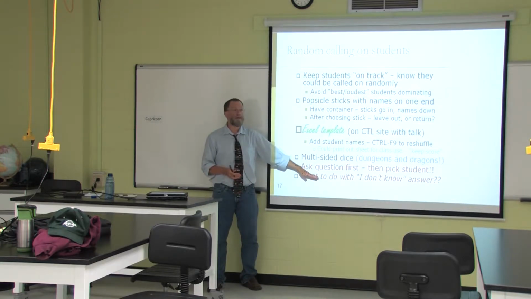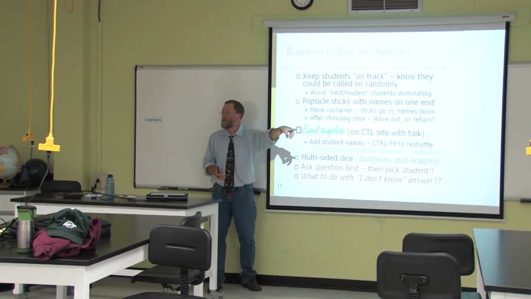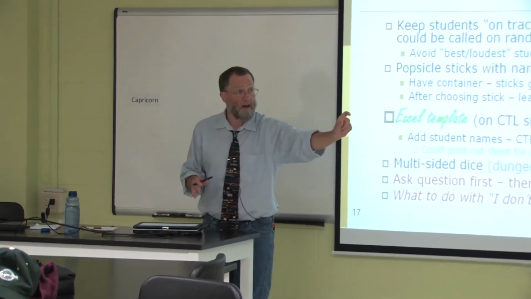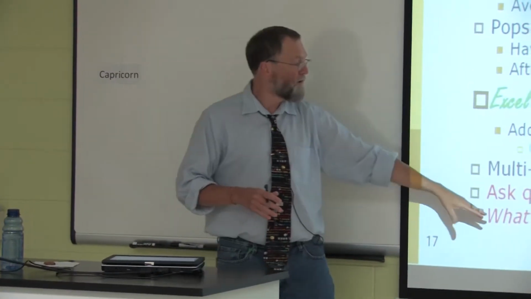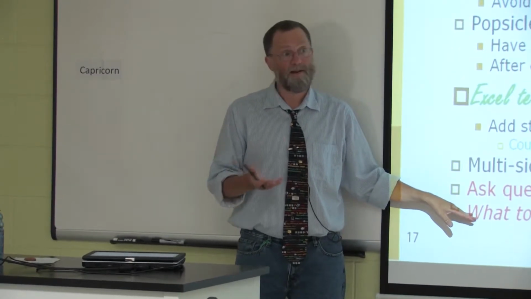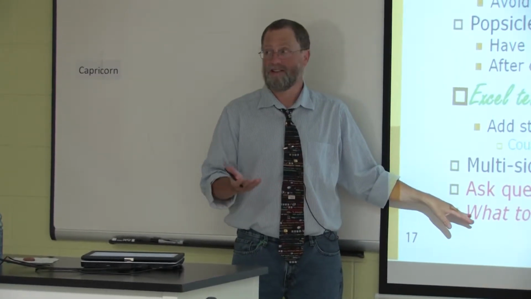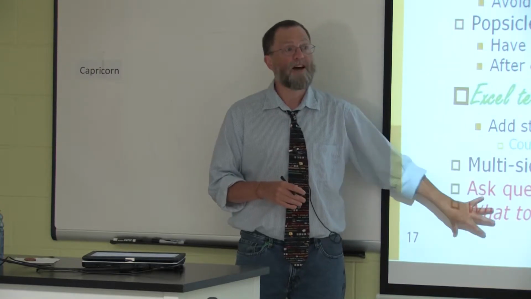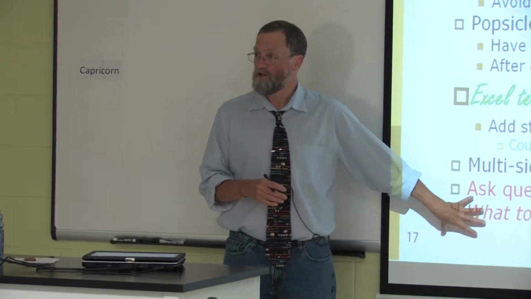Because if I pick Valentina all the time and I know Valentina's got the answer, I'm set. I don't have to worry about it. If she stumbles, she'll stumble a little bit, and I'll be able to help her with it. But if I'm randomly picking, I may get somebody like Dave. Yikes, I don't know what's going to come out of his mouth. So I've got to be able to deal with, I don't know the answer to that. Okay.